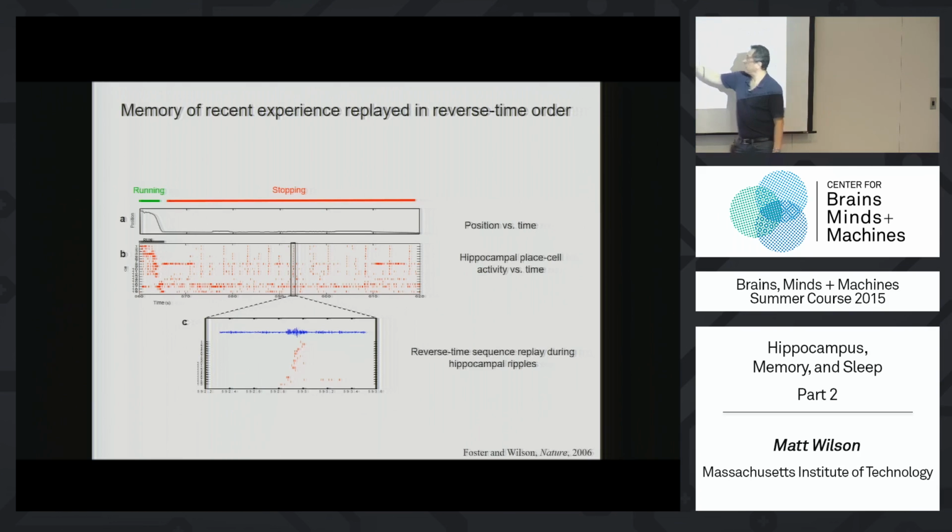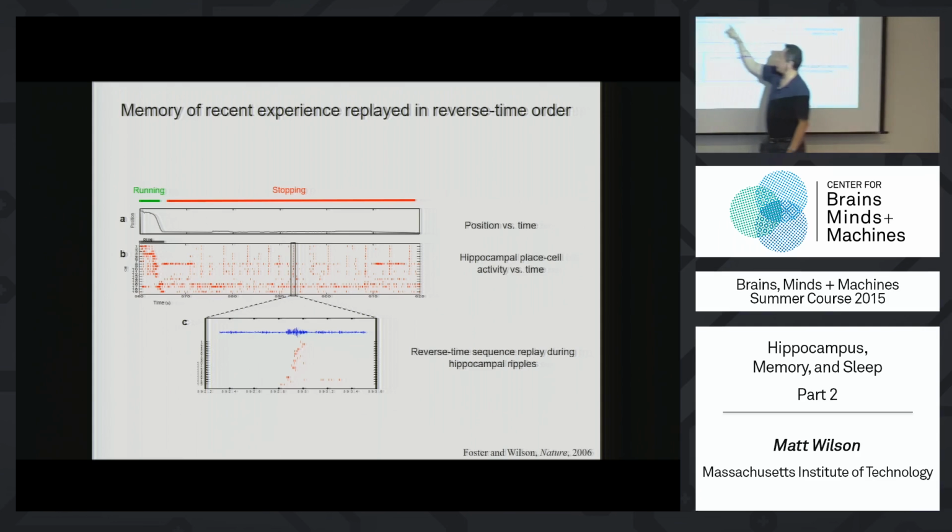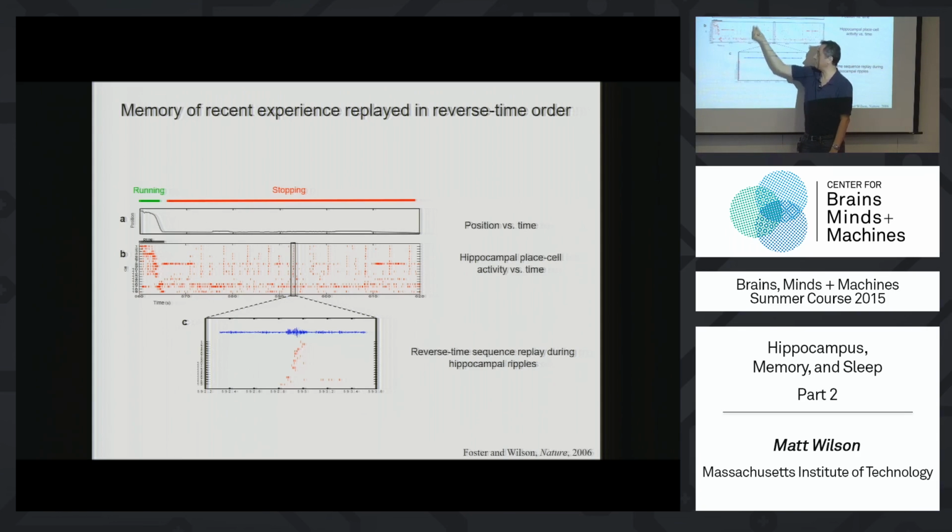This is raw data. Animal running from left to right and then stopping for a long period of time, and you can see activity. There are these bursts of activity. You blow things up. These sharp wave ripples last about half a second or so. So you see a burst of activity. You see these place cell sequences. In this case, the sequence actually runs in time reversed fashion.